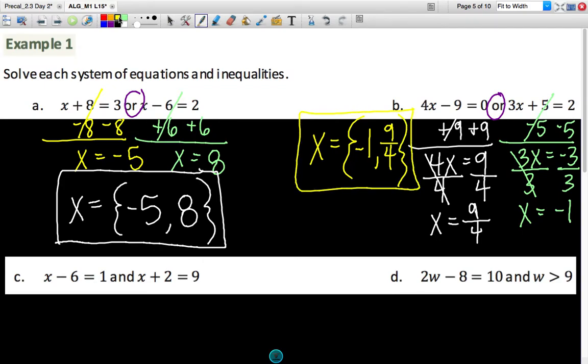Another thing I'd like to note is that it actually doesn't matter which order you write your solutions in inside set notation, but it's highly recommended that you get in the habit and practice of writing them from least to greatest.